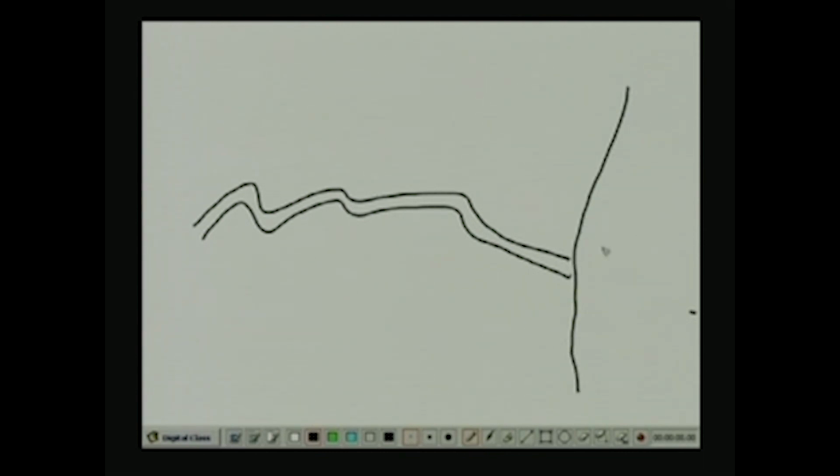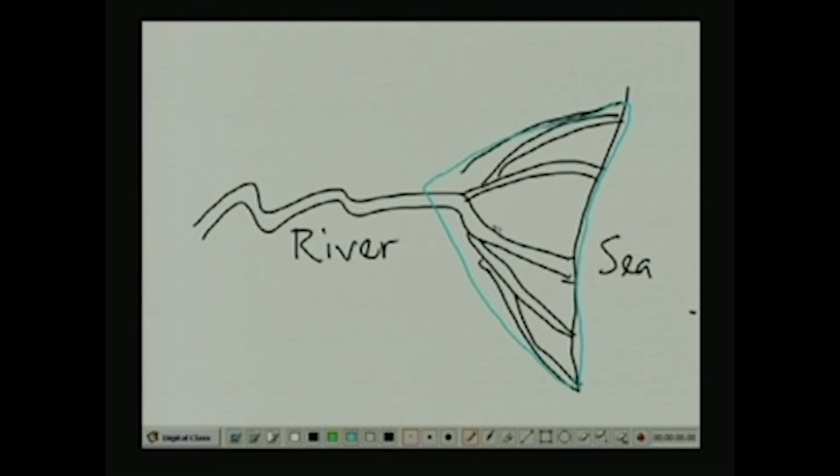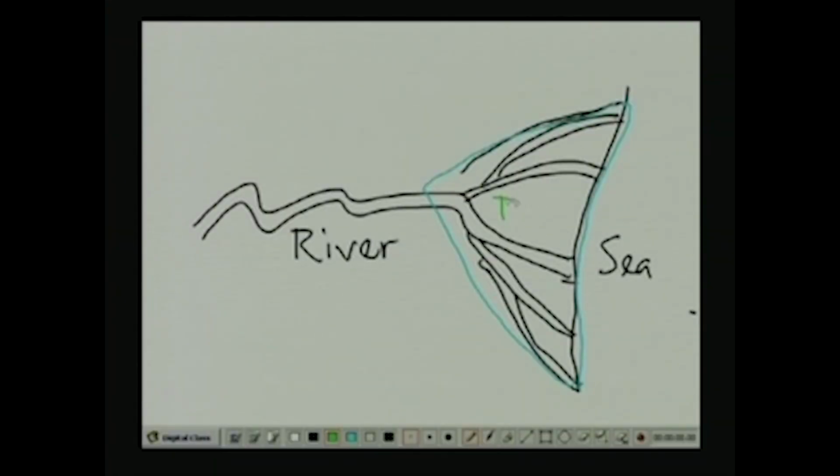Now, let us see what we mean by a delta. When a river enters the sea, then it bifurcates into several different smaller streams before entering the sea. This type of triangular area through which those smaller streams crisscross before entering the sea is called the delta. So, this is a delta.